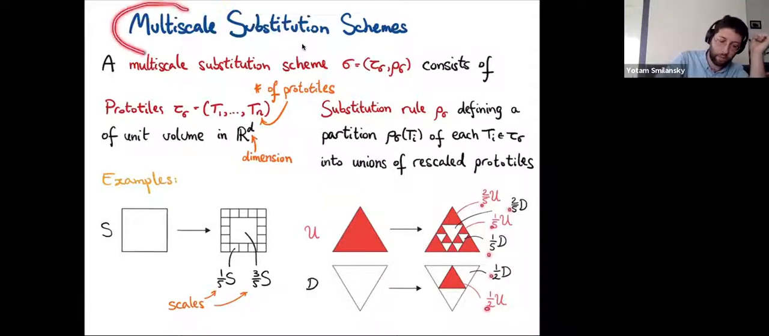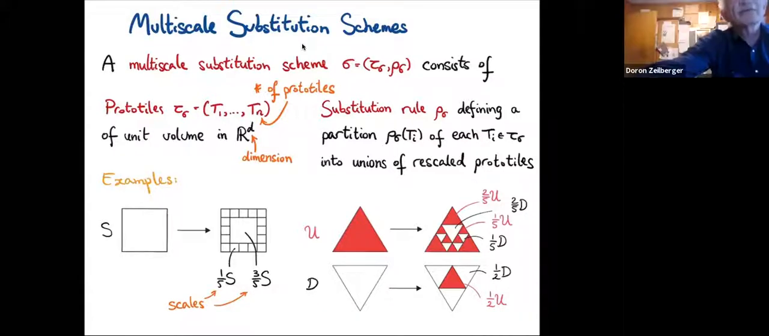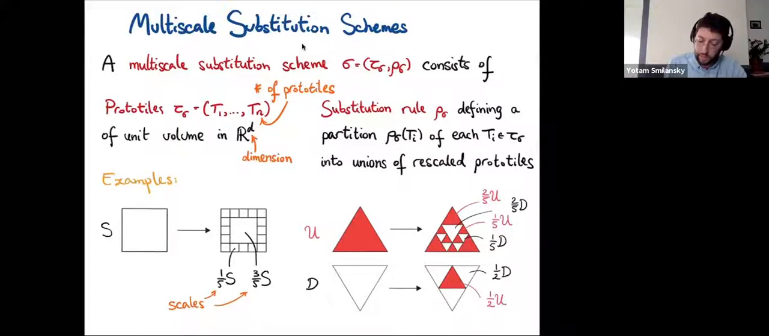That's the word multiscale. And it's substitution because you take a square and you substitute it with a union of squares. You take a triangle and you substitute it with a union of triangles, or prototile with a union of rescaled copies of prototiles. Yotam, is it a fractal, right? This is not a fractal. This is not empty. Ah, okay.